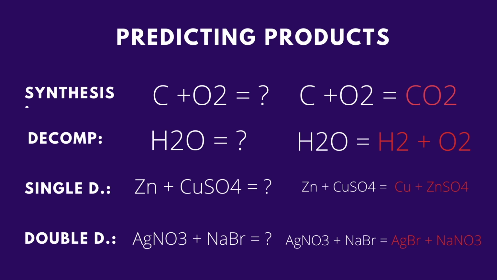Next, for double displacement, we have two compounds, silver nitrate and sodium bromide. The elements are going to switch with each other to make the new compounds as a product. So silver is going to switch with sodium, giving us silver bromide instead of sodium bromide, and then sodium is going to switch with silver, giving us sodium nitrate instead of silver nitrate. And now our products are silver bromide and sodium nitrate.